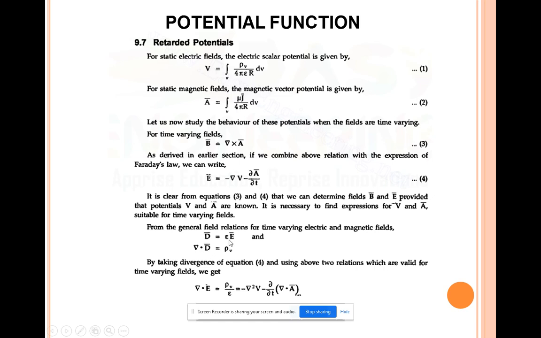So just replace the D vector by epsilon E vector here. Then what happens? del dot epsilon E vector. The epsilon goes to the denominator, giving rho by epsilon. So now del dot E vector equals rho by epsilon. Okay. Have we got it?